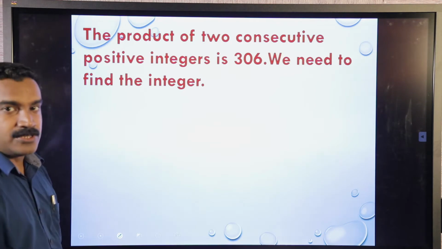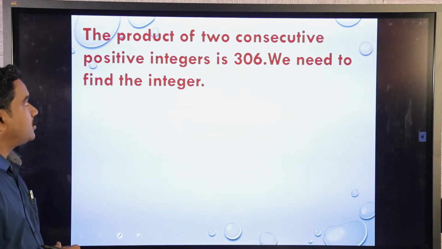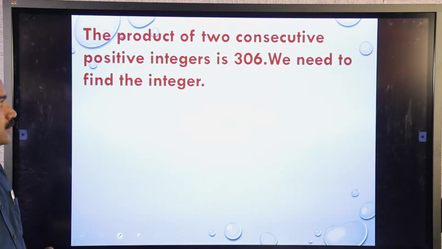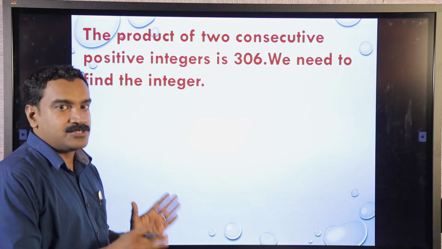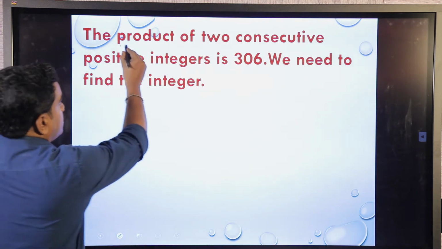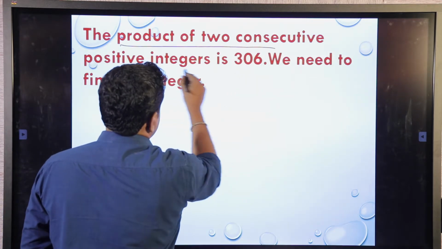Look at this question, we want to check whether it is a quadratic equation or not. The question is, the product of two consecutive positive integers is 306. We don't need to find the integers. Actually we want to check whether it is a quadratic equation or not. What is the question? The product of two consecutive positive integers is 306.